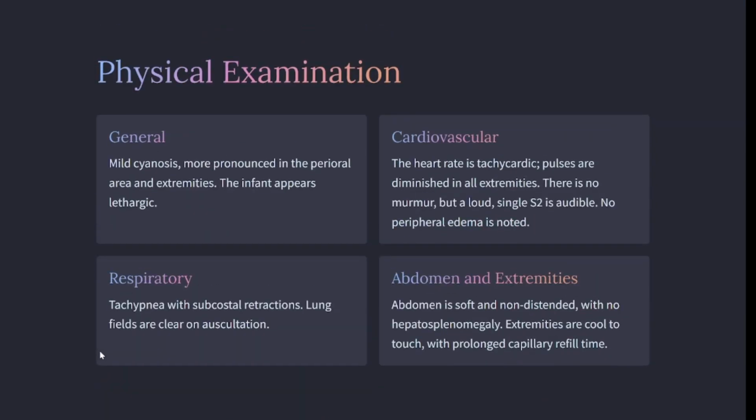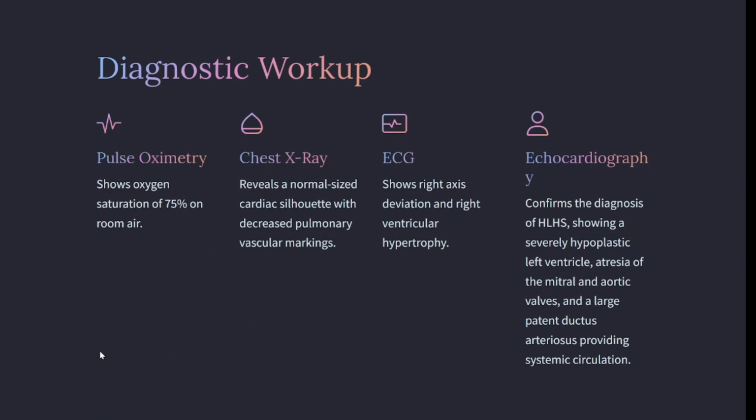Diagnostic workup: pulse oximetry shows oxygen saturation of 75% on room air. Chest X-ray reveals a normal-sized cardiac silhouette with decreased pulmonary vascular markings. ECG shows right axis deviation and right ventricular hypertrophy. Echocardiography confirms the diagnosis of HLHS, showing a severely hypoplastic left ventricle, atresia of the mitral and aortic valves, and a large patent ductus arteriosus providing systemic circulation.